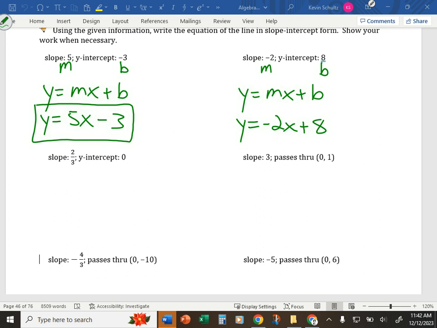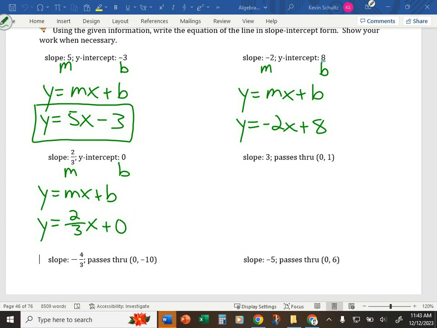The next one. The slope is 2/3. There's your M given to you. The y-intercept is 0. There's your B given to you. Here is slope-intercept form. What is the equation of that particular line? Nolan. Y equals 2/3 x plus 0. Y equals 2/3 x. If you want to write the plus 0, you can. You don't have to. But yes, y equals 2/3 x plus 0. Okay?